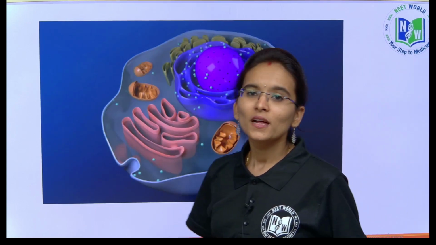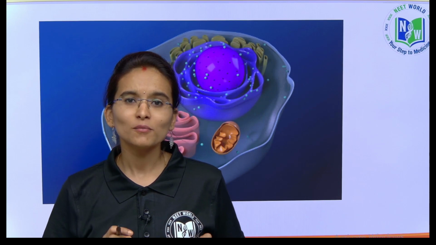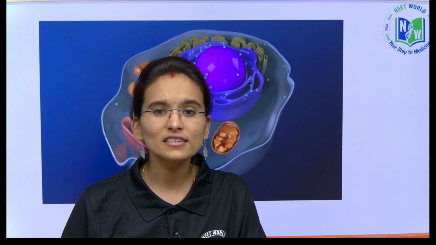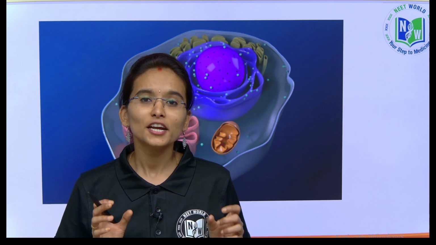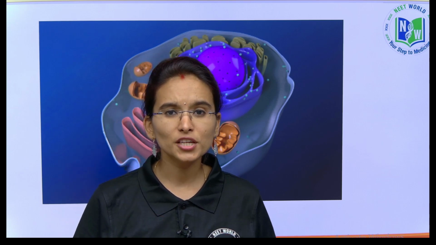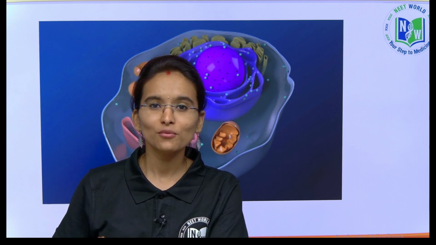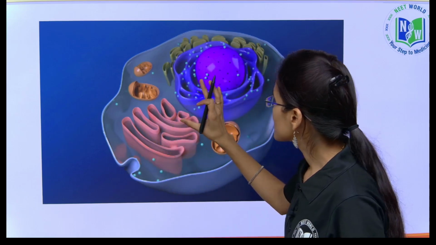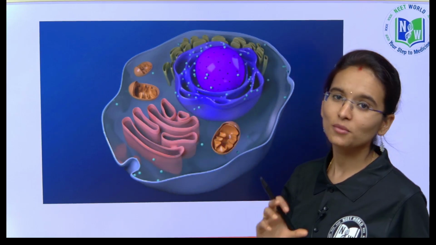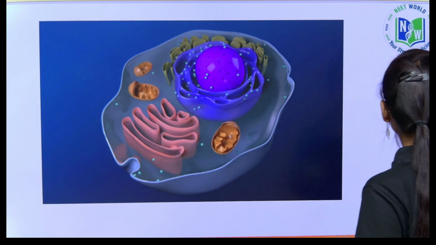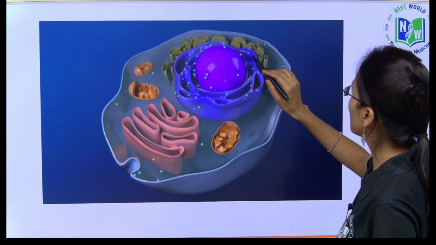See here, in the cytoplasm of the cell, there is one important system that is called the endomembrane system, which includes endoplasmic reticulum, Golgi body and vacuoles. So let us see what the endomembrane system actually looks like.